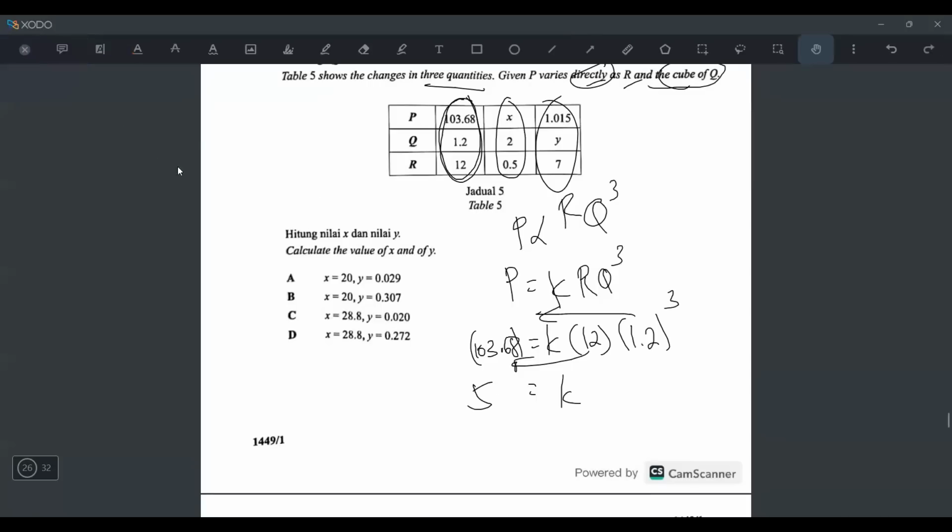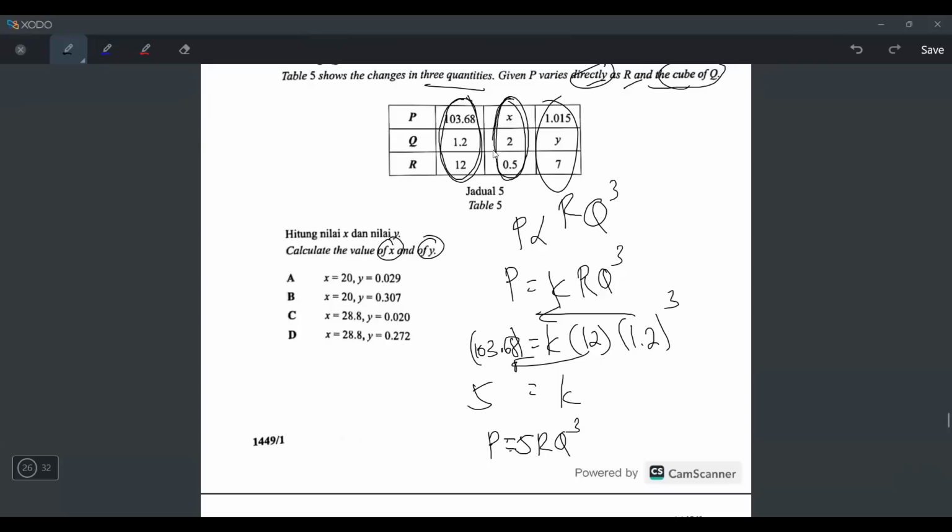But don't forget the step number 4 is rewrite. So how to rewrite? You rewrite from this baris lah. So P equals to what? 5RQ cube. Okay. But if you look at the question, they ask us to calculate value of X and Y. Means I haven't finished yet. I still have to find X and Y. And how to do that?